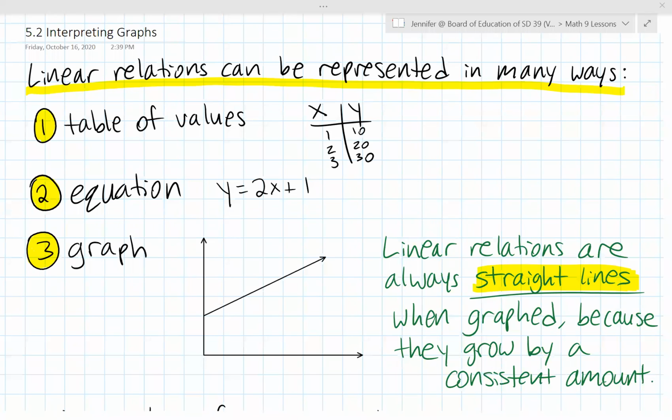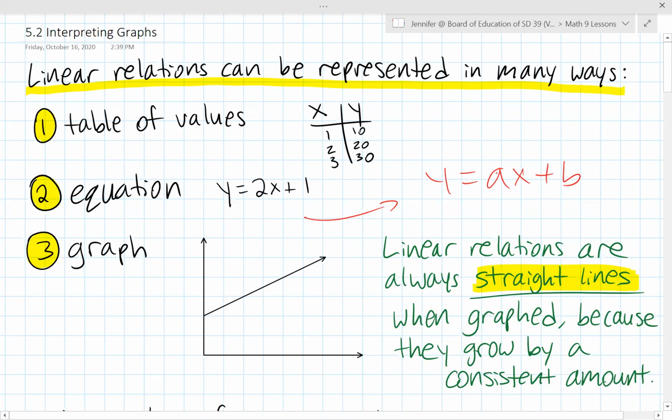This is lesson 5.2, interpreting graphs. We have several different ways to represent linear relations. In the last lesson, we talked about table of values and equations. Remember, our equation is y equals ax plus b, where a represents the rate of change and b represents the starting value. We can also represent linear relations by a graph.